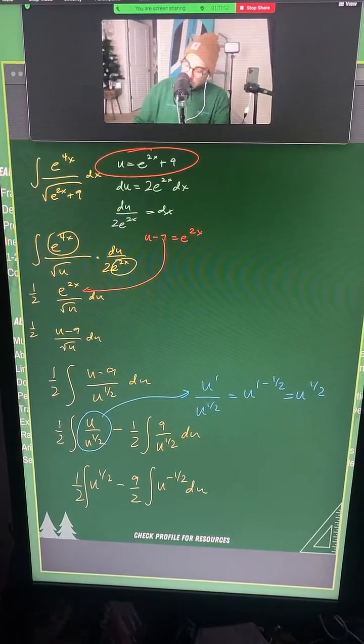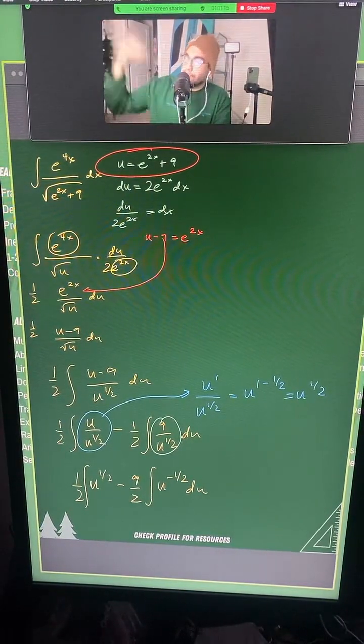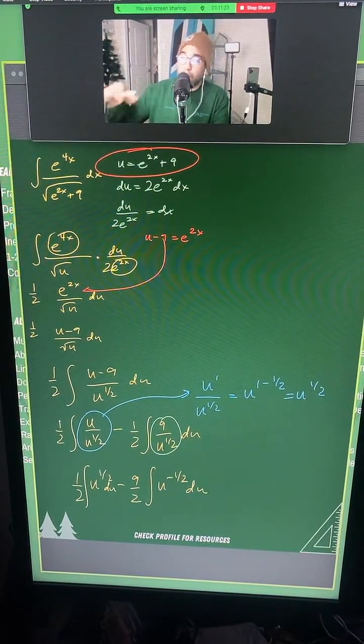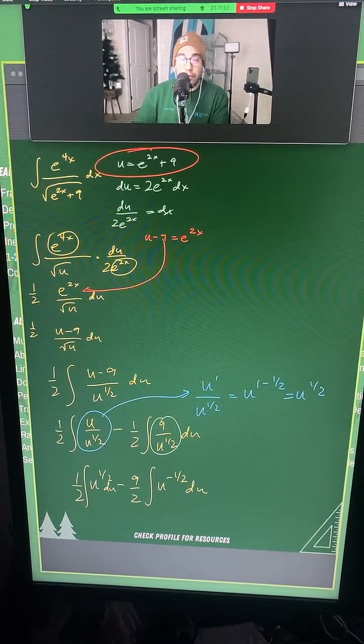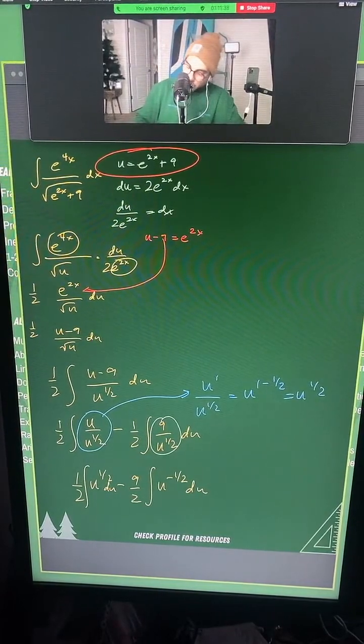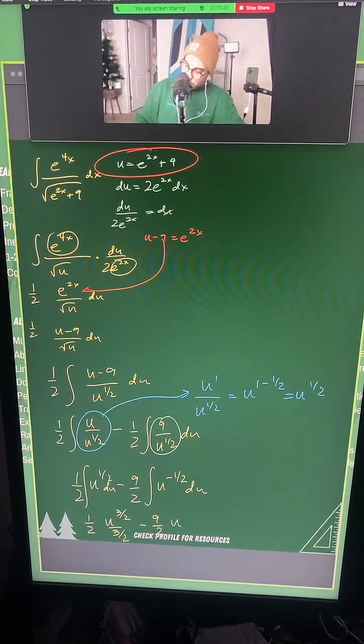That second integral, all I did was bring the u to the negative 1/2 on top. Okay, and you're right, that du is missing. At that point, we're just trying to make sure we write everything correctly. You're right. Thank you for that. At this point, all we really do is just use the power rule for these things. So now we have 1/2 u to the 3/2 divided by 3/2, minus 9/2 u to the 1/2 divided by 1/2, plus c.